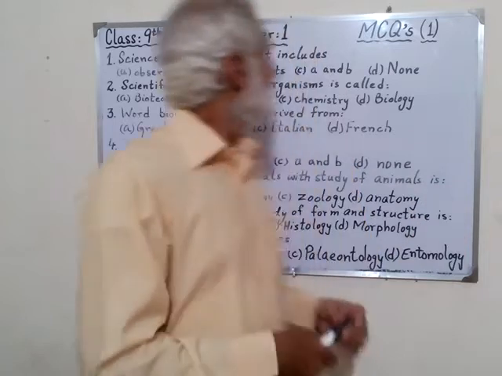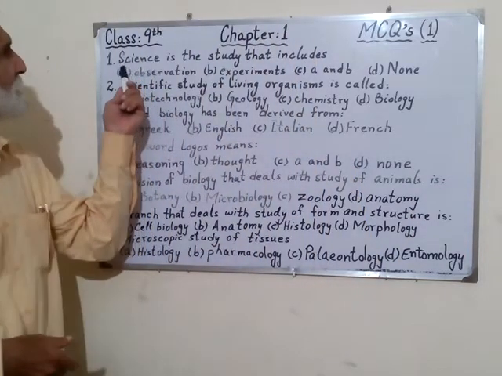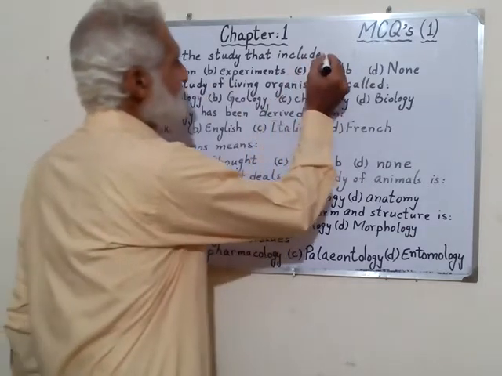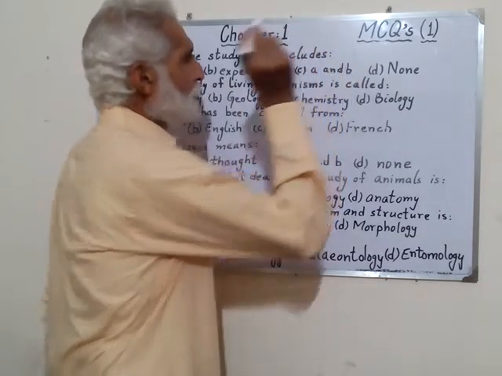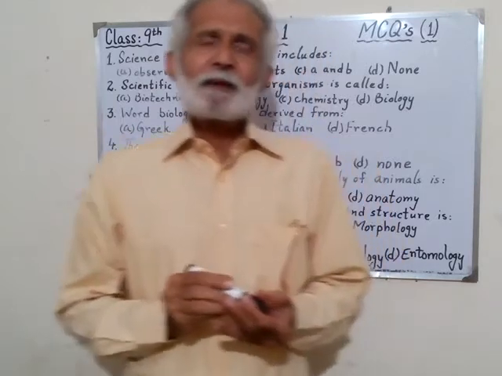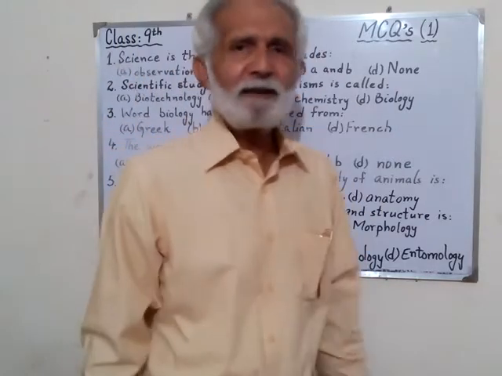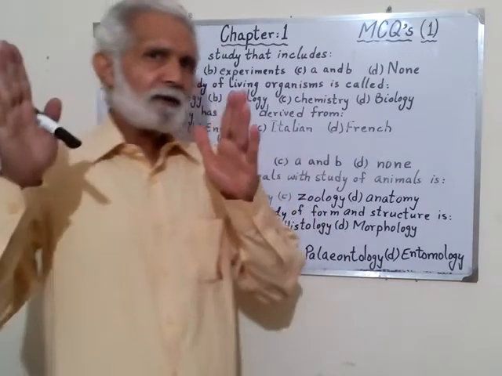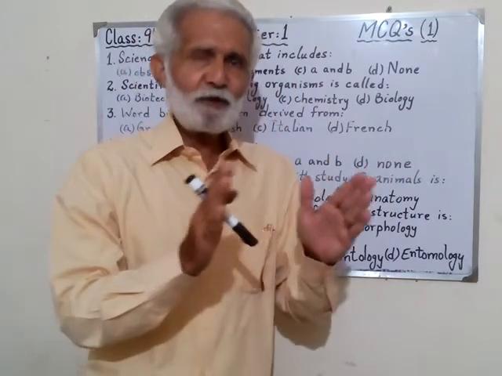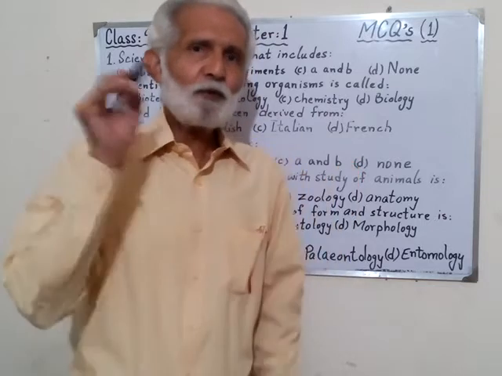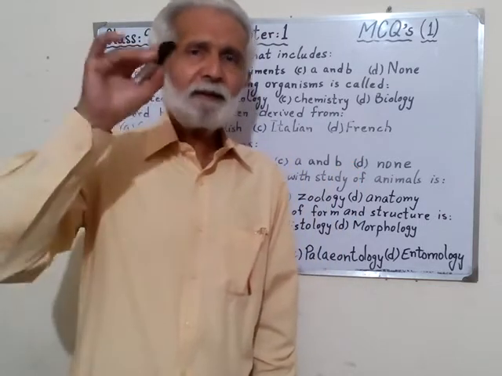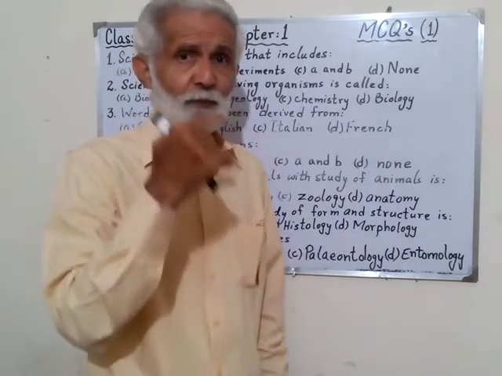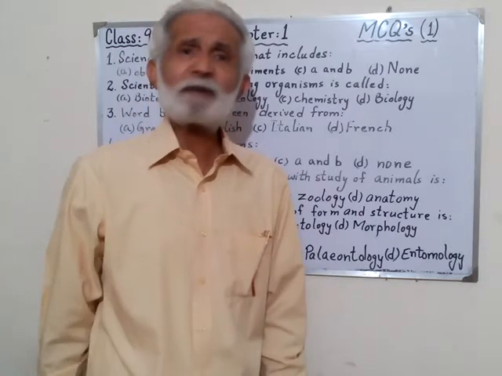So let's start. The first MCQ says, science is the study that includes. When it says this, we must know the definition of science. There are two ways to do MCQs. First, you must know the definition of the thing. Second, if you don't know the confirmed definition, then first cross the wrong ones. You're not going to cross it, but in your mind, cross out the things that are not possible.